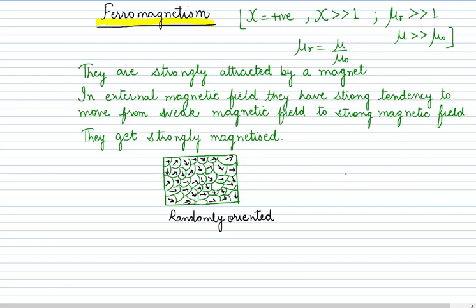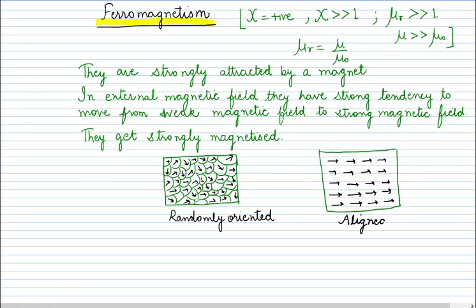But if you keep them in the external magnetic field, then what happens? When you keep them in the external magnetic field, all the magnetic dipole moments of individual domains are aligned in the same direction. This is for a uniform magnetic field, and if there is a non-uniform magnetic field, then they move from the direction of low magnetic field to the region of high magnetic field.